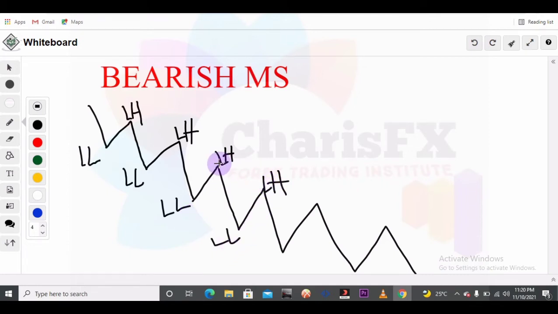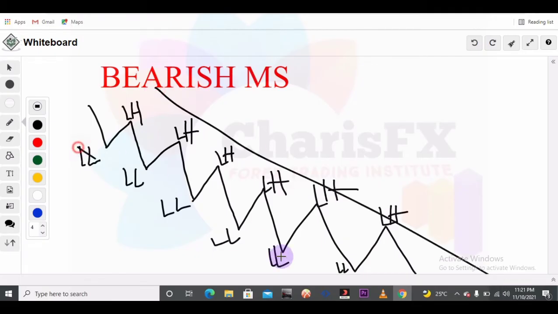Price is unable to take out this high, but is showing willingness to take out the previous low. Lower low, lower high. So this is what makes up the bearish market structure. The ability of price to keep forming lower lows and lower highs is what makes up this bearish market structure. So now we are going to closely look at the things that we use as an index to verify a valid structure and when we have a breaking market structure.